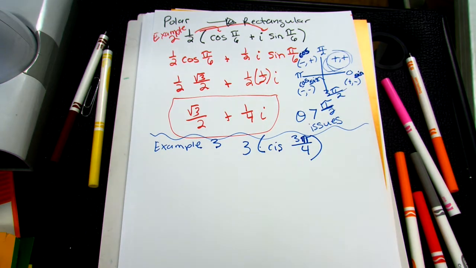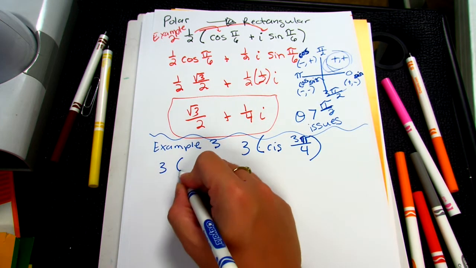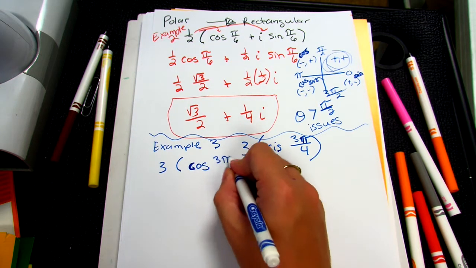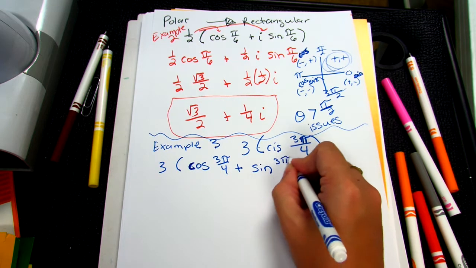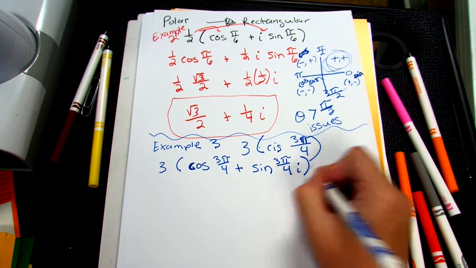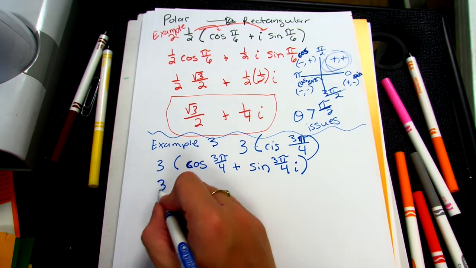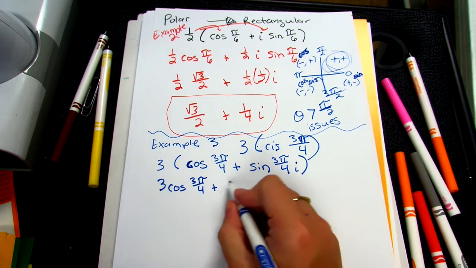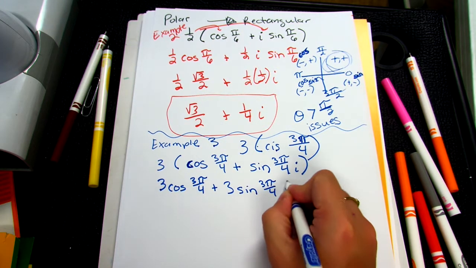So first, we have to expand it. So remember, cis actually means cosine 3 pi over 4 plus sine 3 pi over 4 times i. Okay, once we do that, then we distribute the 3. So now we've got 3 cosine 3 pi over 4 plus 3 sine 3 pi over 4 times i.